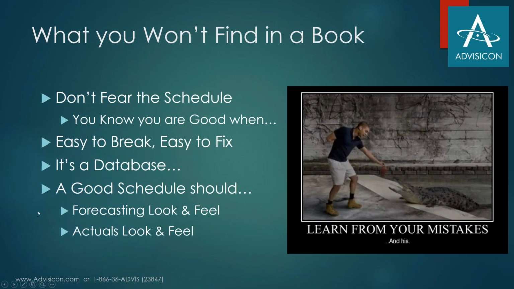Okay. Now, things that we've talked about, I just want to summarize. You won't find this in a book, and this is really when you're building your schedule: you want to learn from your mistakes, of course, but don't fear the schedule, right? If you've got 99 levels of undo, you can put it back. So when you're comfortable to break all the links, relink all the links, move things around, you've arrived at a place where it's easy to break, it's easy to fix. The idea is you can play with that.